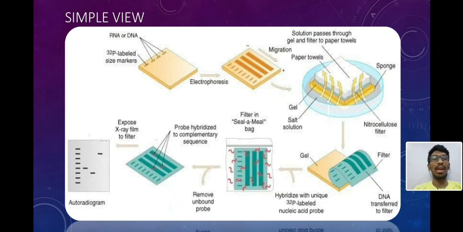Later, it was removed. The nylon sheet was dried for 2 hours or exposed to UV light for a few seconds, and then the nylon sheet is placed in hybridization solution which contains probes. These probes have a nucleotide sequence complementary to the desired DNA which is to be detected. After hybridization, the excess probe is washed out. An X-ray film is placed on the membrane to perform autoradiography. This is the simple view of the Southern blotting technique.